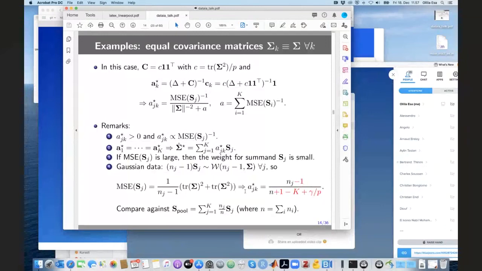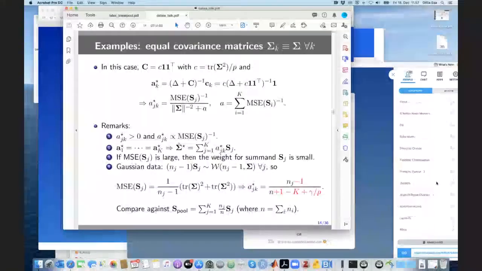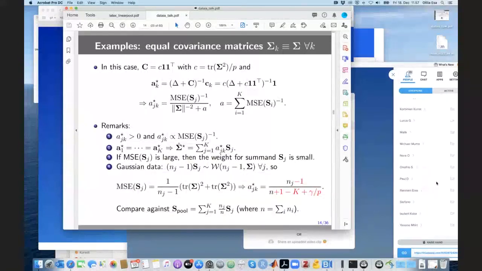So these were the two special cases, just to give you some idea of how these weights look in certain cases.